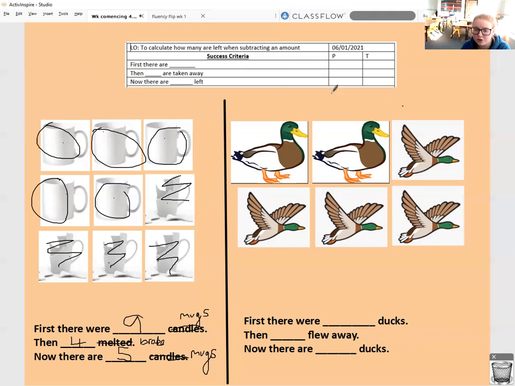Fantastic. I want you to have a go at this one. So first there were how many ducks, then how many flew away. Now there are how many ducks. Pause your screen, write it down, make sure you send it afterwards. Off you go.